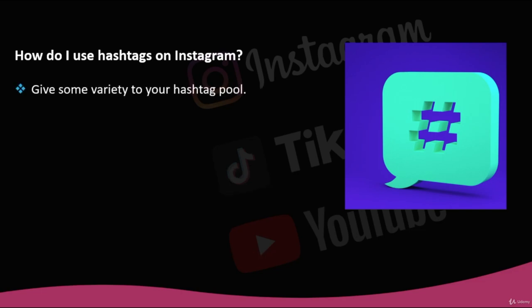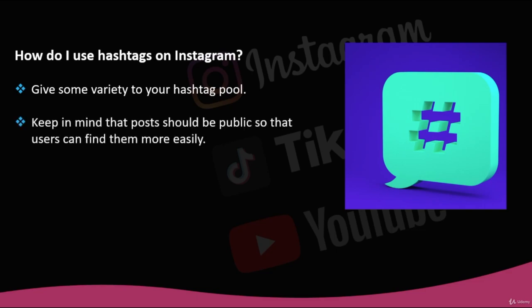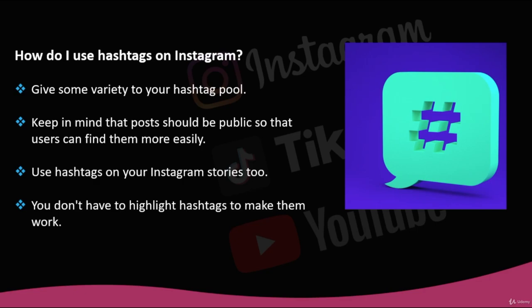Don't just use the same hashtags all the time, as you'll miss the chance to be found through other labels. Keep in mind that posts should be public so that users can find them more easily. Use hashtags on your Instagram stories too, so they have a greater reach. Remember, you don't have to highlight hashtags to make them work. You can place them at the end of the post or wherever you prefer.